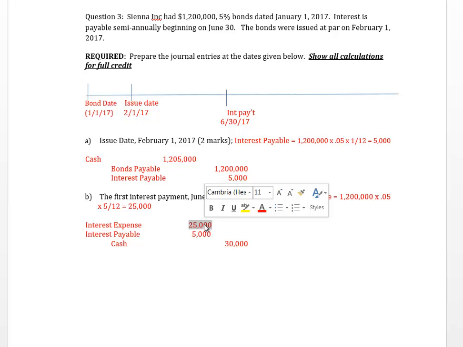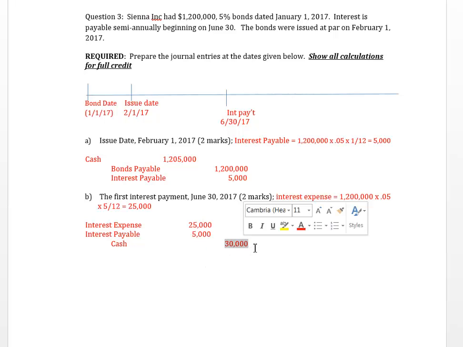Expense always starts clicking once the bond is issued. The bond was issued February 1st, so we book interest expense from February 1st to June 30th, June 30th being the first interest payment date, of $25,000. How much interest would Sienna be paying its investors? Well, we didn't do this calculation, but we know it would be 1.2 million times the coupon, times 6 over 12. And that amount is going to give us $30,000.